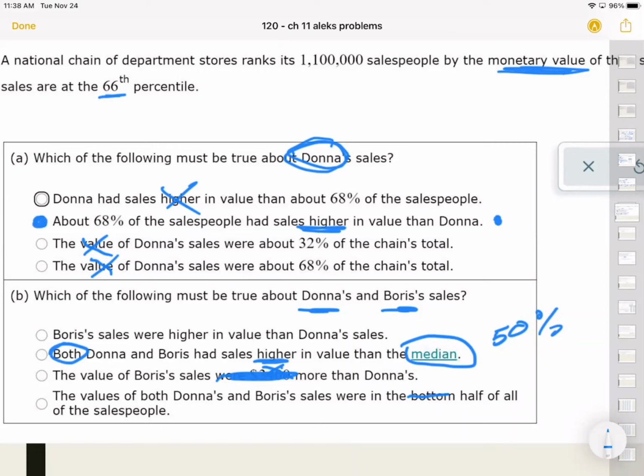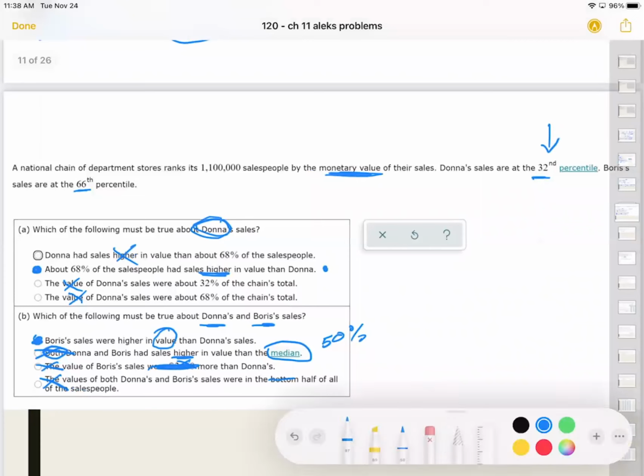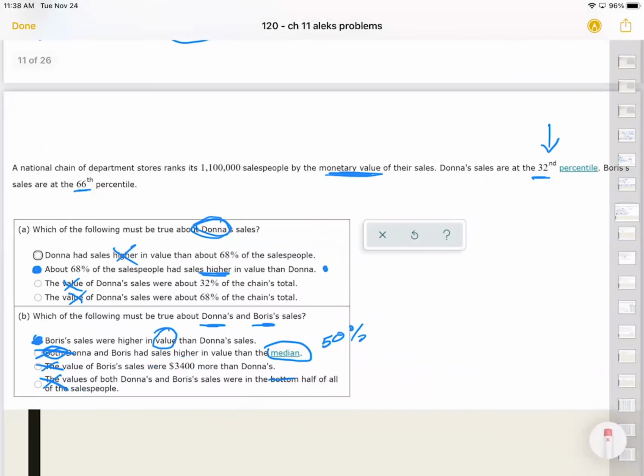So now looking at this, if we cross this out and we cross this out, the only thing left that we can choose is Boris' sales were higher in value than Donna's, right? Because you say, wait, you just told me not to use the value. The actual value itself, we cannot dictate. We don't know how much they sell. We don't know the amount, right?